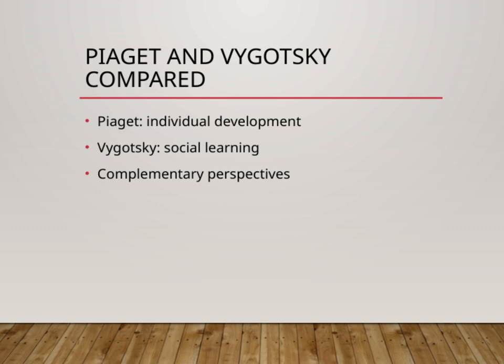Piaget helps us understand what children can do on their own, and Vygotsky sheds light on how social interactions can extend their learning potential. Together, these ideas enrich our overall understanding of development, showing us that both individual exploration and social engagement play crucial roles. Recognizing this balance can help us better support learning at every stage.